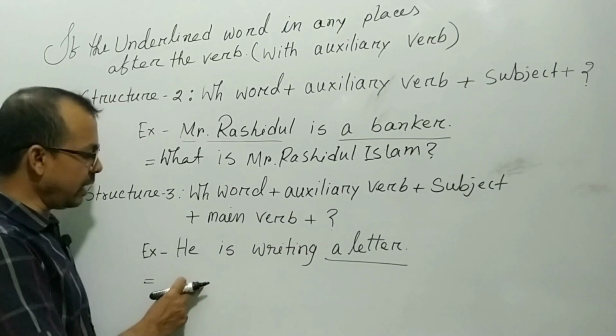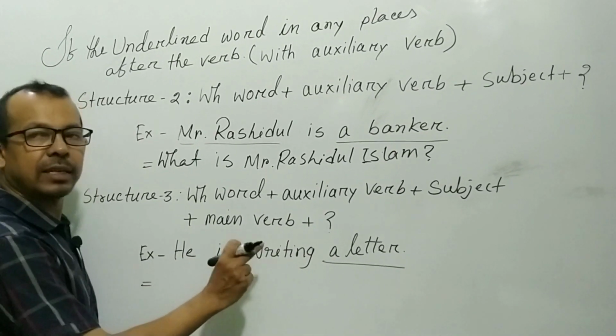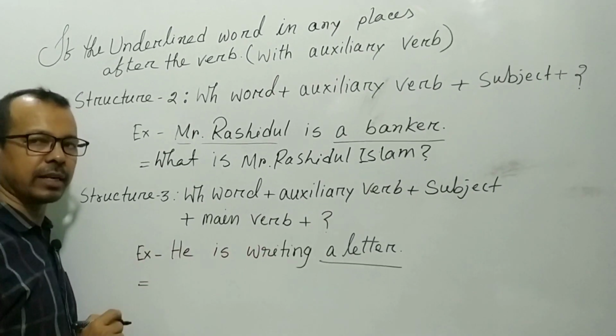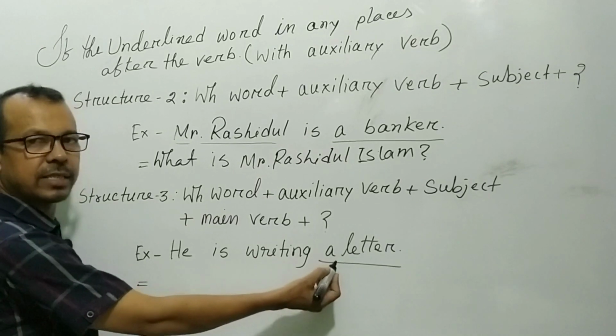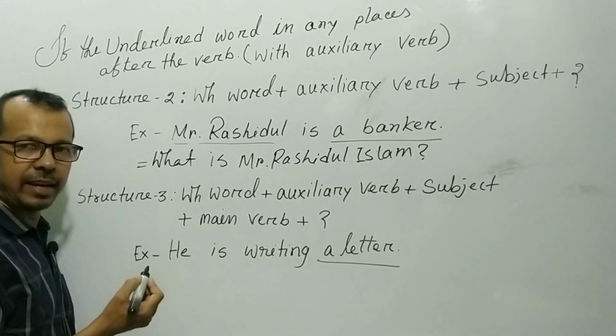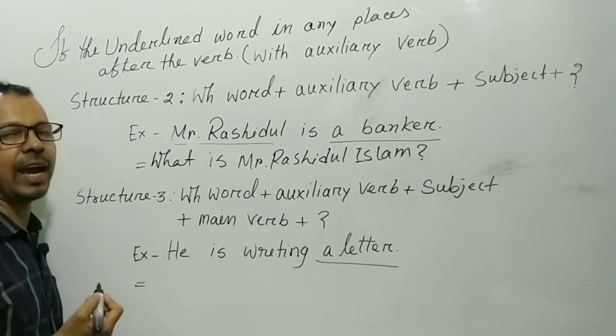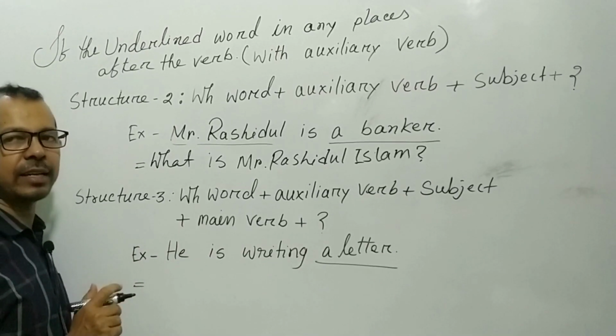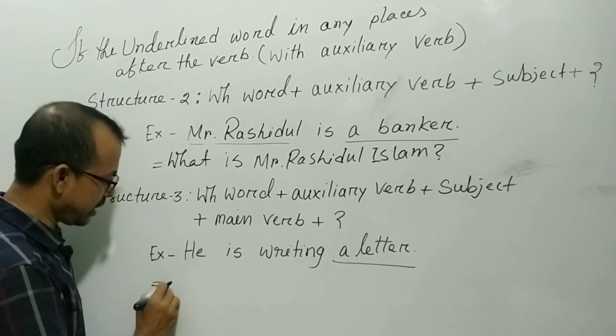So here you can see, he is writing a letter. I have said that at first look at the underlined word, and the underlined word is a letter. It indicates a thing, and we know that if the underlined word indicates a thing, then the WS word will be what. So write here what.